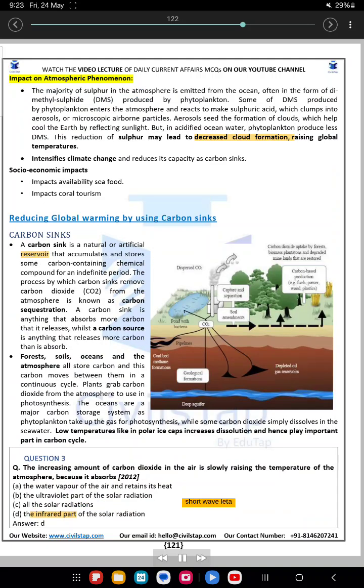Impact on atmospheric phenomenon. The majority of sulfur in the atmosphere is emitted from the ocean, often in the form of dimethyl sulfide (DMS) produced by phytoplankton. Some of the DMS produced by phytoplankton enters the atmosphere and reacts to make sulfuric acid, which clumps into aerosols or microscopic airborne particles. Aerosols seed the formation of clouds, which help cool the earth by reflecting sunlight.